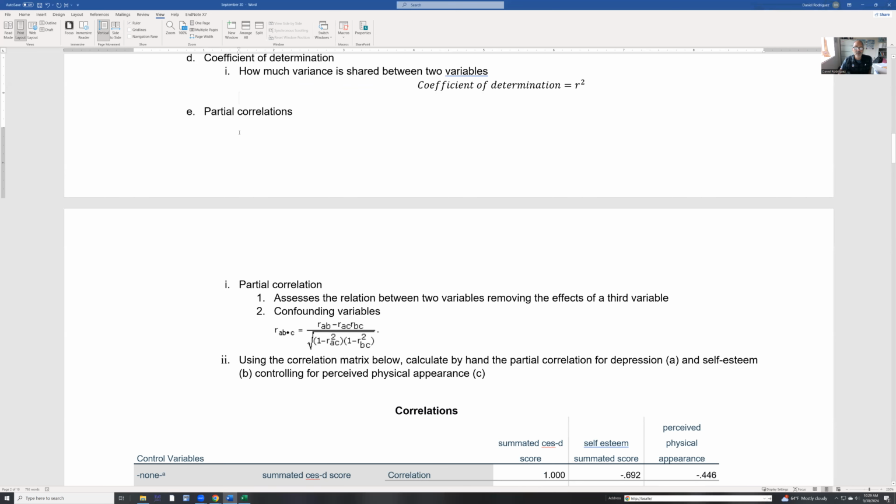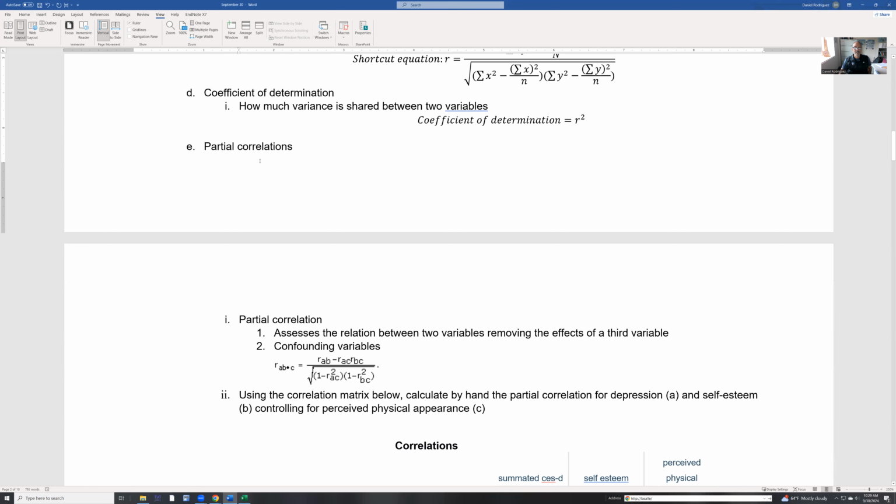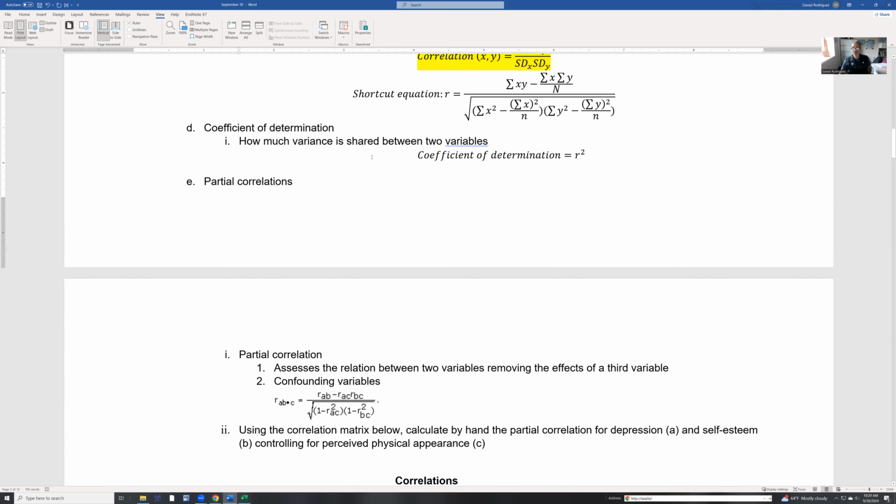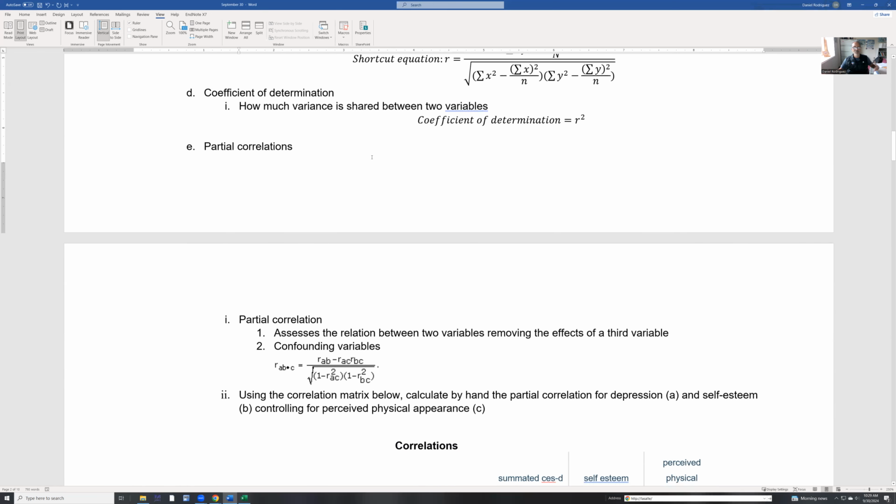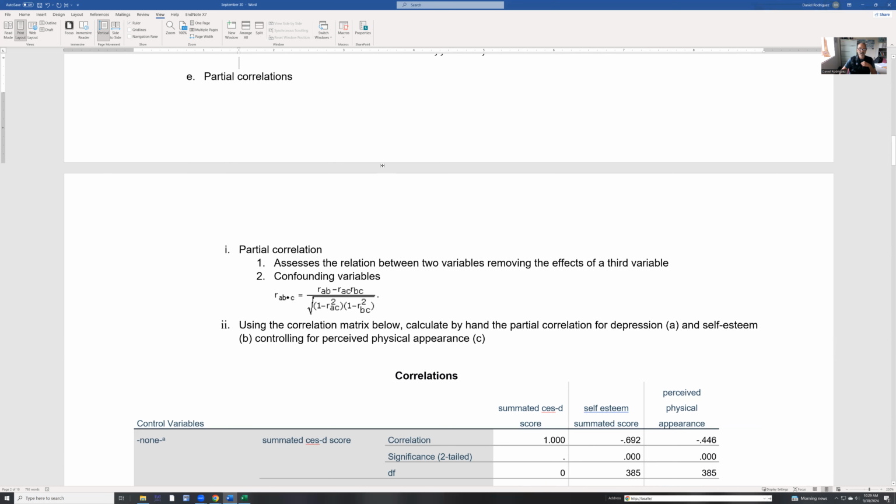All right, partial correlations. So when we just correlate two variables, that's known as a zero order correlation. Often, though, we need to control for the effects of competing causes. This is what we call the third variable problem. A third variable is a confounding variable. A confounding variable is a variable that's related to the other two variables.